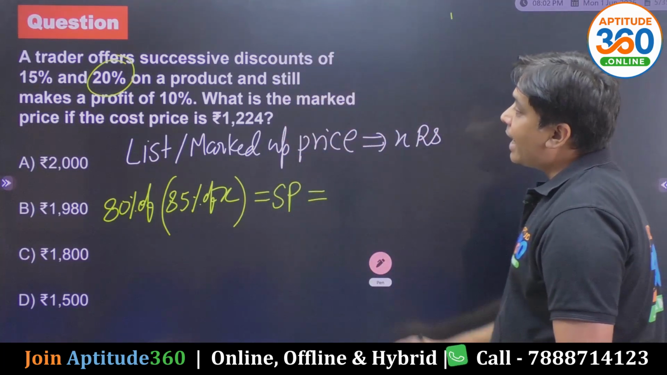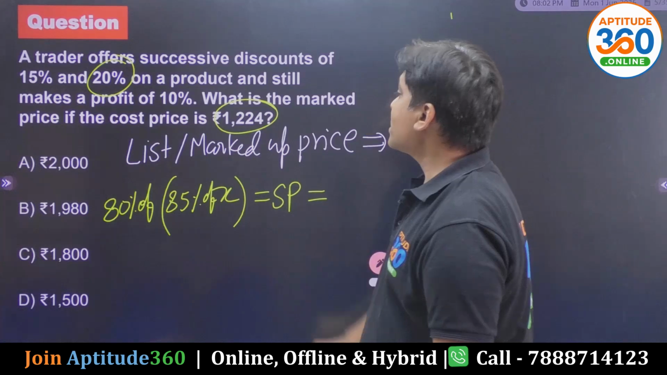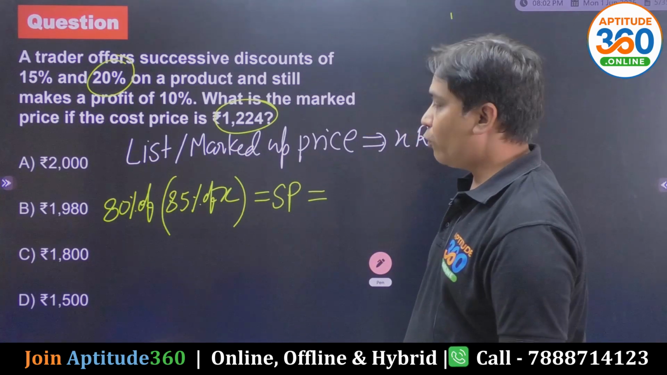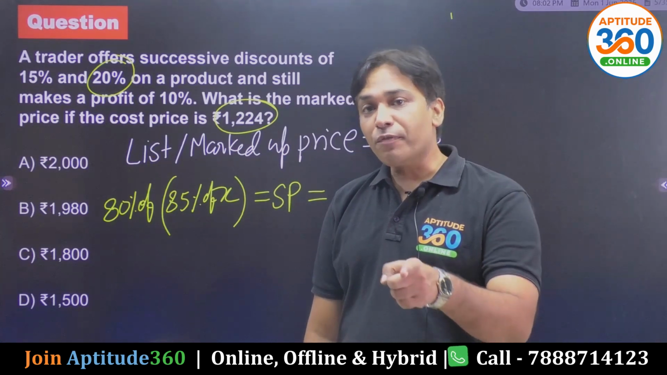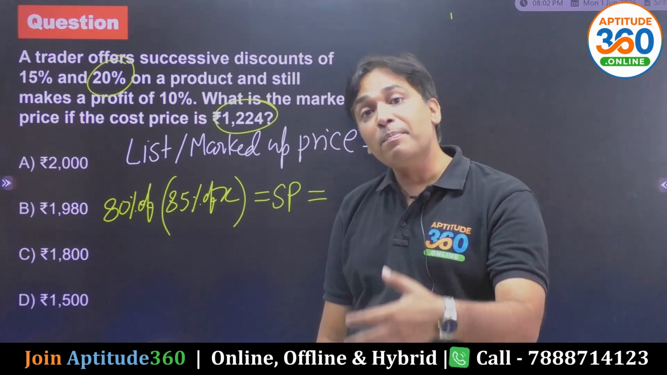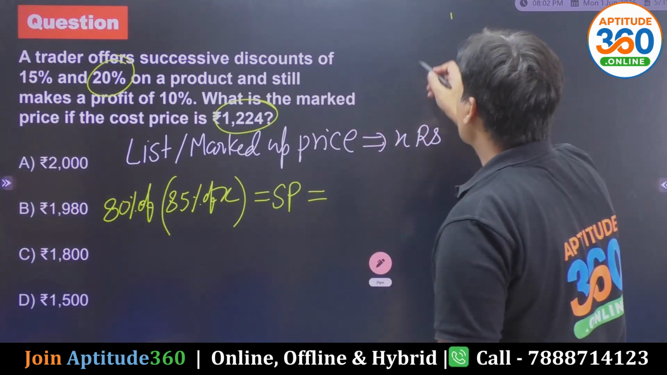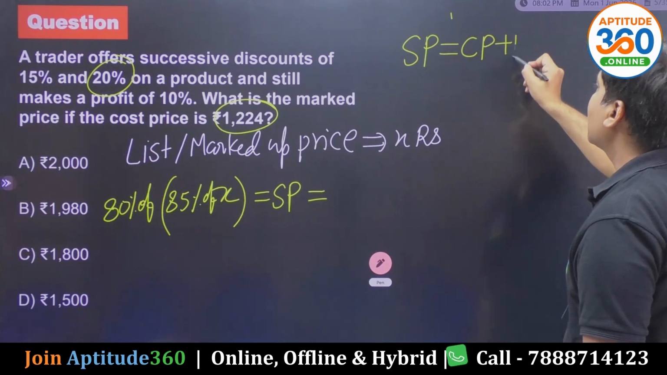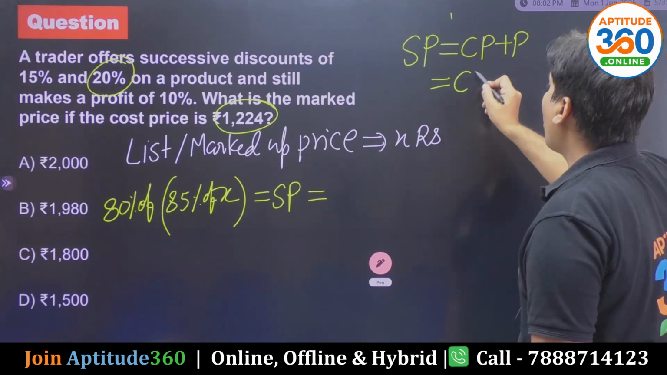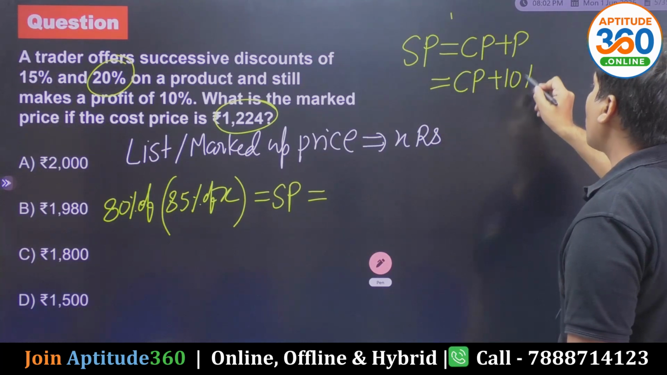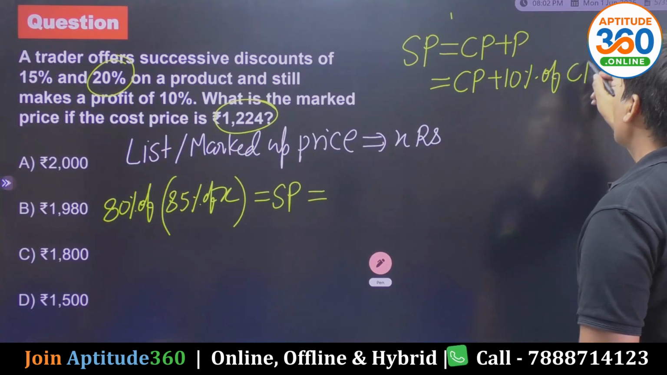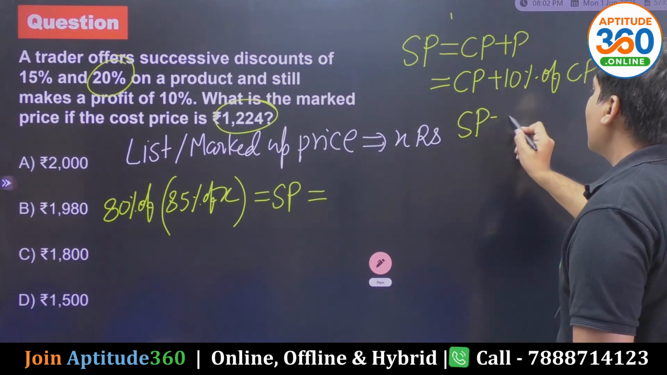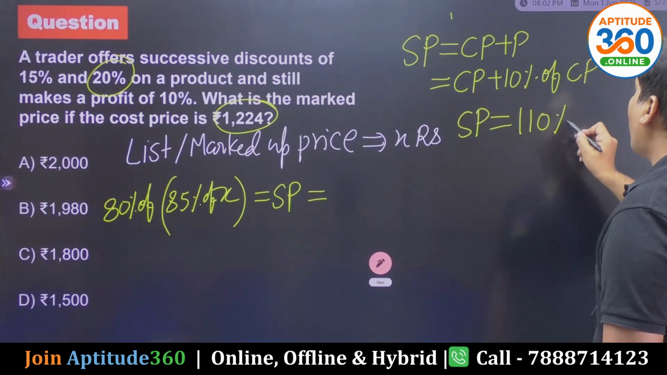Now the problem says that the cost price is this much. What is the marked price if the cost price is 1224 and 10% profit is being made? So 10% profit will be made on the cost price. So can I say that selling price should be cost price plus profit, and the profit is 10% of cost price? So can I also say that selling price is going to be 110% of cost price?